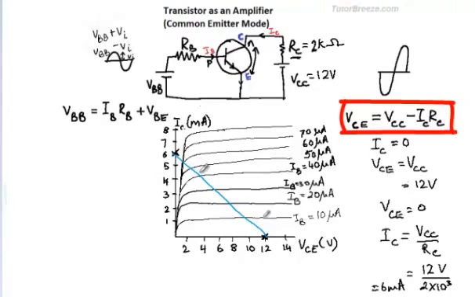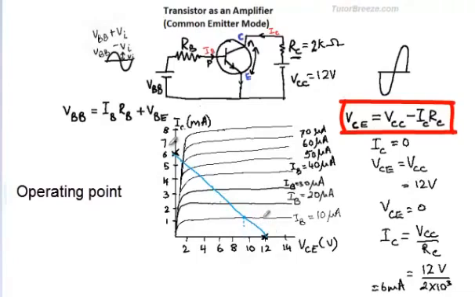Now, what's so special about this line? See, each point on this load line is an operating point of our transistor, which means if I choose a point over here, then there is a specific value of IB, which is 10, IC, which is about 1 milliampere, and VCE, which is a little less than 10 volts. So each point over here is called an operating point.